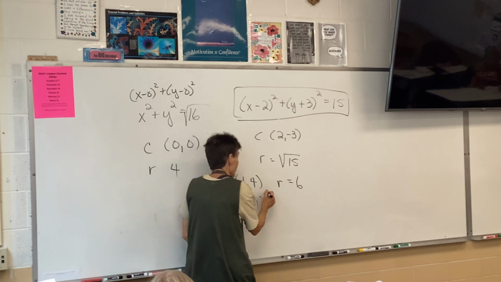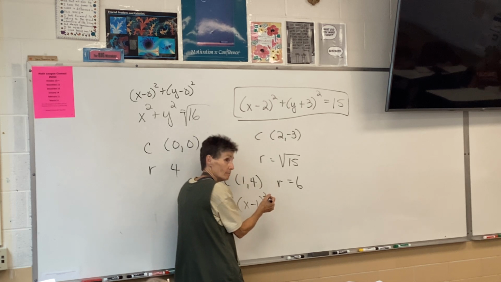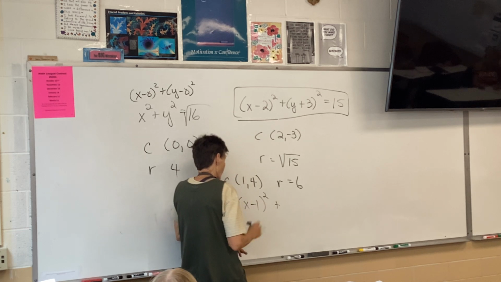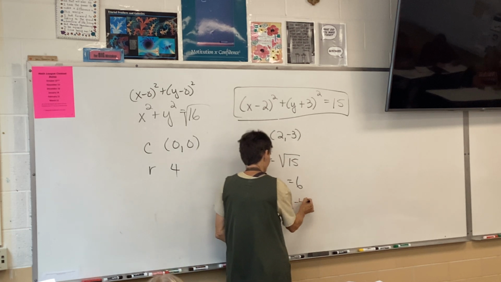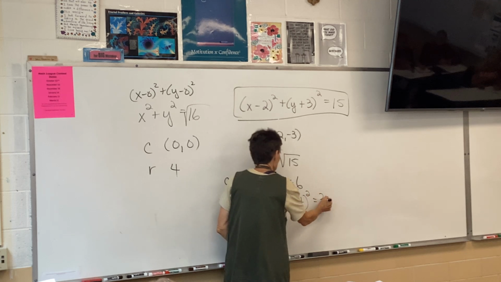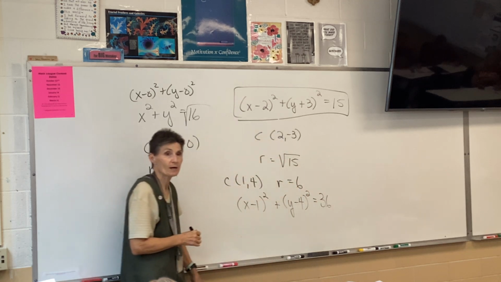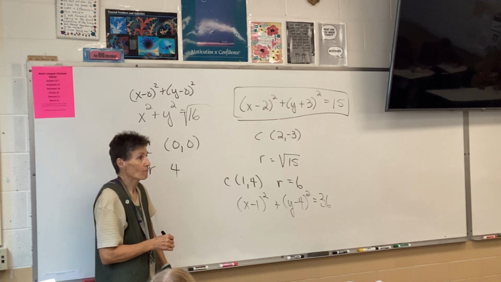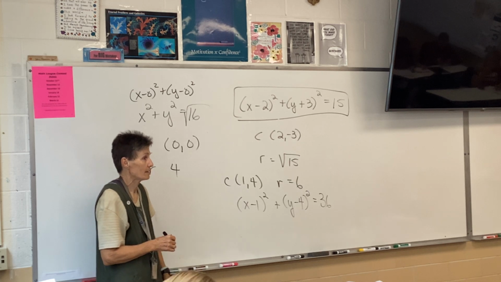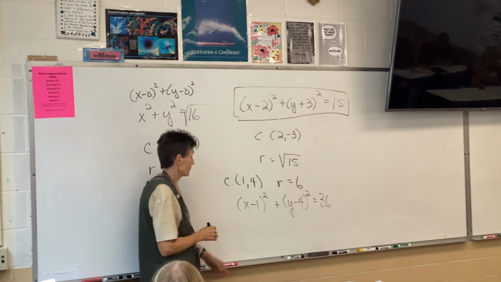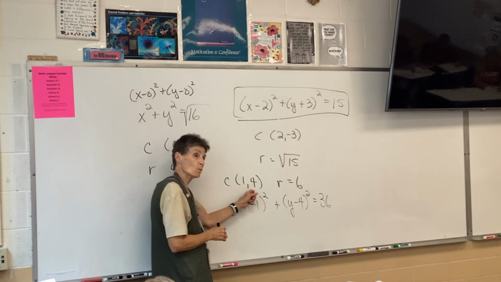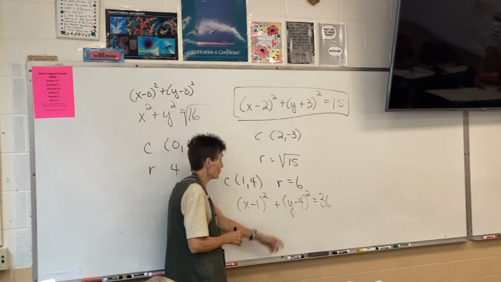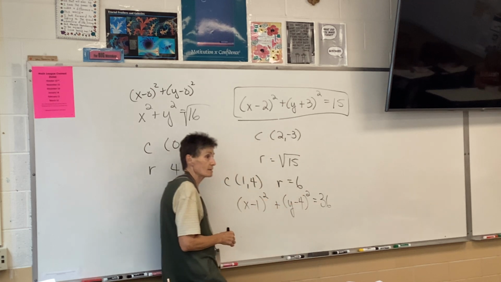X minus 1, don't forget the square, plus y minus 4 squared. That's it. That's all there is to it, you guys. Oh my gosh, circles are our friends. They are so easy. Your center was at 1, 4, so x minus 1, y minus 4. The radius was 6, so 36.